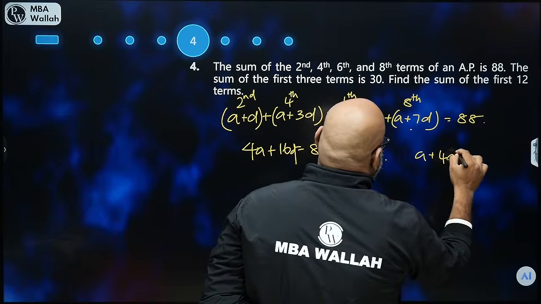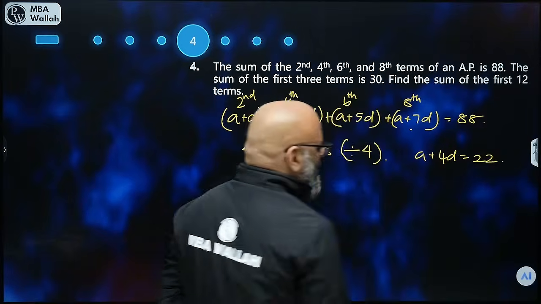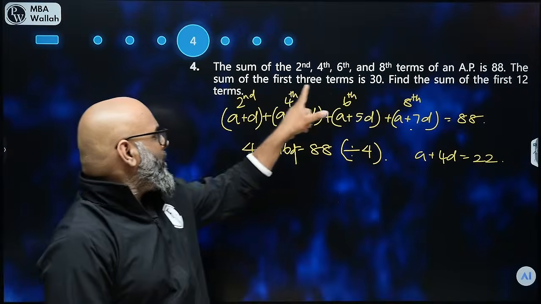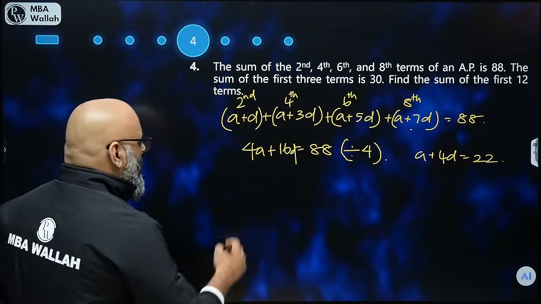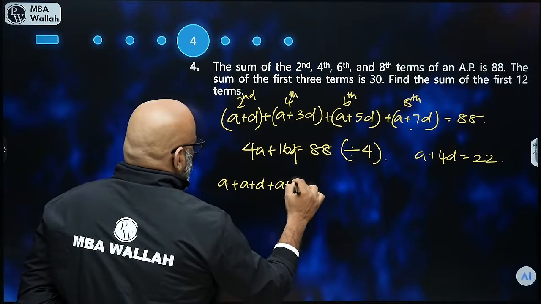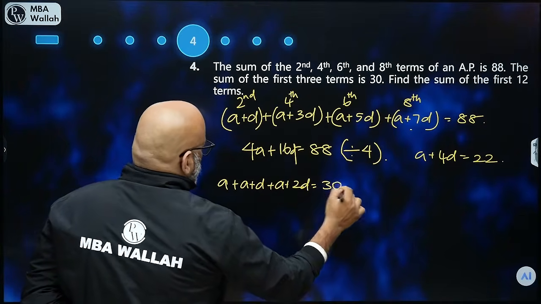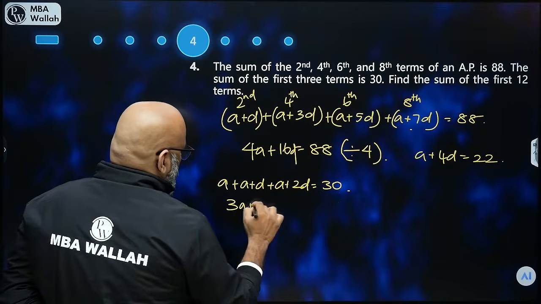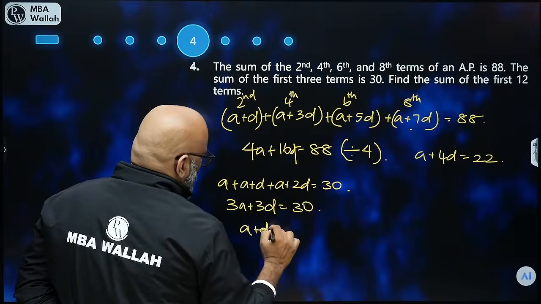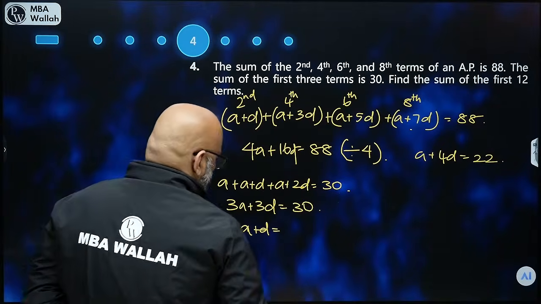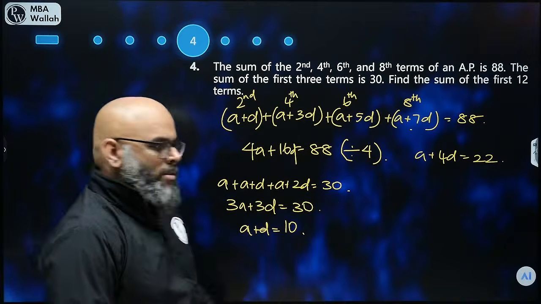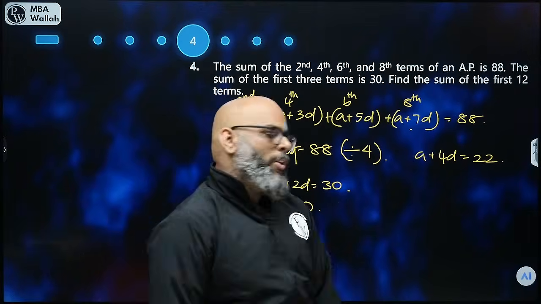A plus 4d is equal to 22. We'll keep that equation as it is. Sum of the first three terms is 30, which I'll write as a plus d plus a plus 2d is equal to 30, or 3a plus 3d is equal to 30, or a plus d is equal to 10.